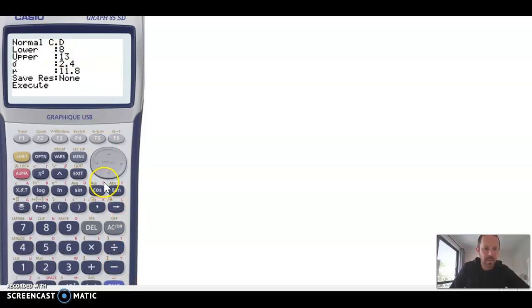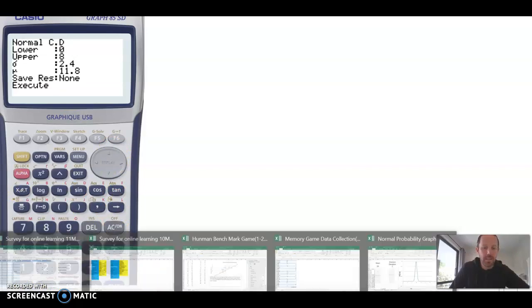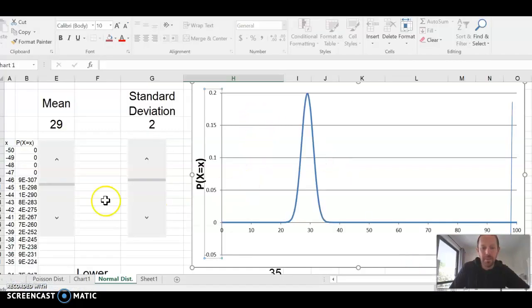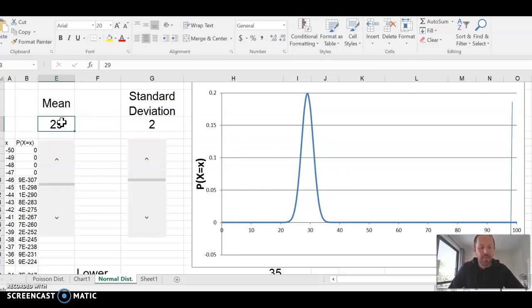How do I get that? Scroll up. Upper is 8. Lower you would think it's 0, wouldn't you? But let's just test it at 0. I'm just thinking to myself, when you look at this graph here, and I make this 11, what did I say? I'll make it 10.8. No, 11.8 rather.